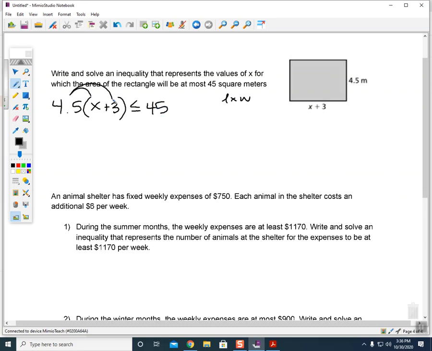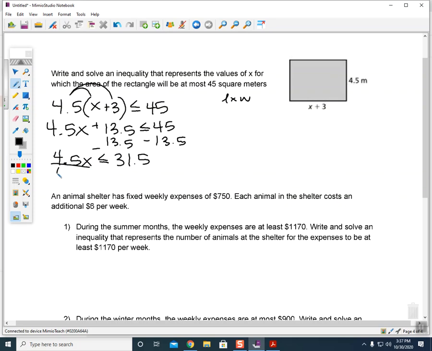Distribute first, so I'm going to have 4.5x, and then 4.5 times 3 is going to be 13 and a half, is less than or equal to 45. Then I'll undo my addition and subtraction, so I'm going to subtract 13.5 from both sides. I'm going to pull out my calculator for this one. 45 minus 13.5. So I'm going to have 4.5x needs to be less than or equal to 31 and a half.